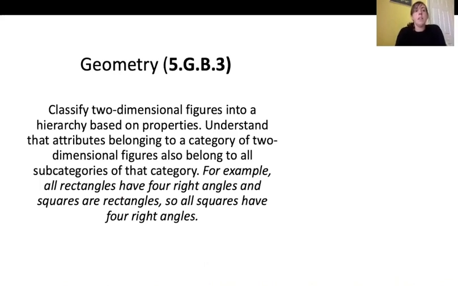We are classifying two-dimensional figures into a hierarchy based on properties, and we're understanding the attributes belonging to a category of two-dimensional figures also belong to all subcategories of that category. Okay, so that's a lot of math jargon in there, but they give us an example, and it says that all rectangles have 4 right angles and squares are rectangles, so all squares also have 4 right angles. Okay, so we're going to break this down a little bit just so we have a deep understanding of what's happening here.